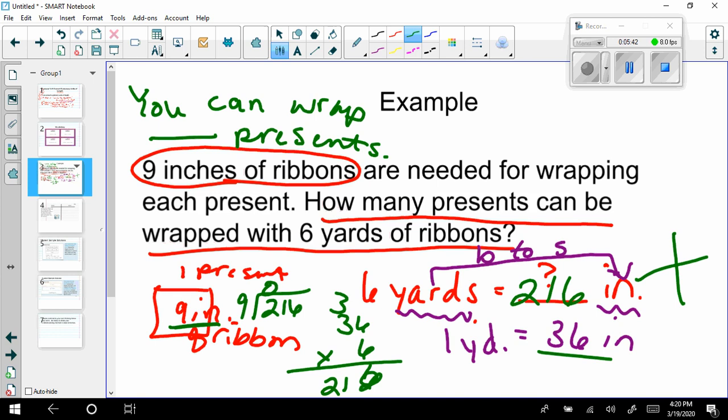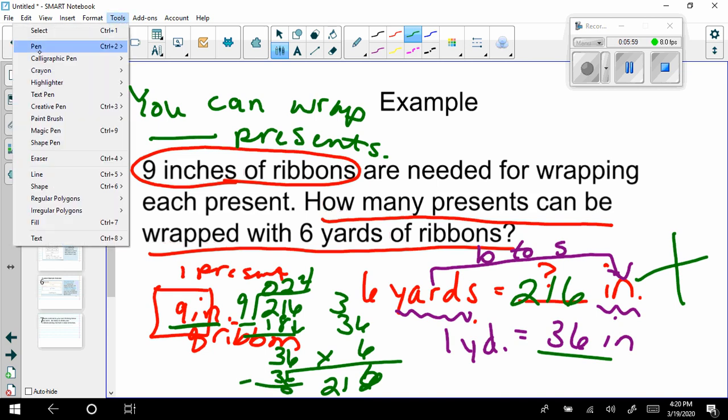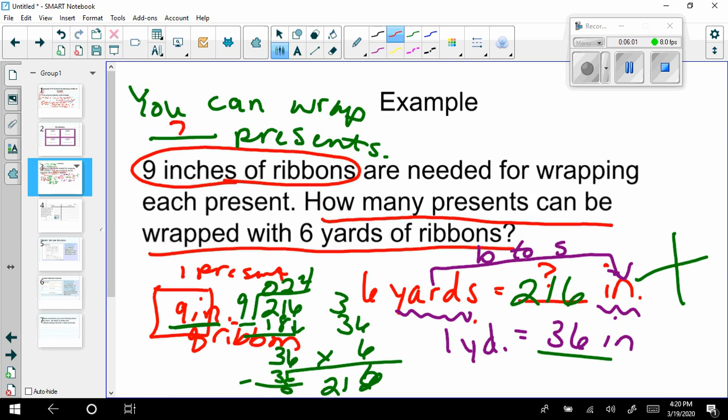So 9 goes into 21 2 times. 2 times 9 is 18. Subtract, it's a 3. Bring down your 6. 9 goes into 36 4 times. And there's our answer, guys. We can wrap 24 presents. So it's actually kind of fun if you think about it.